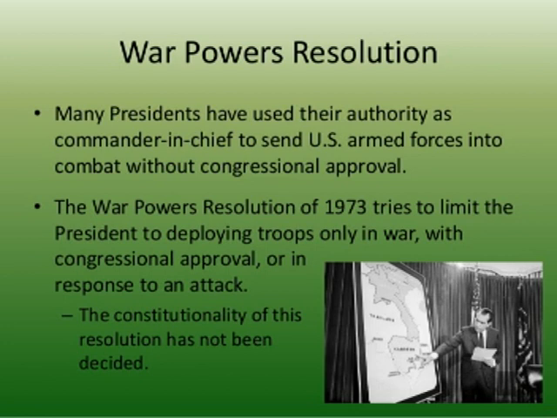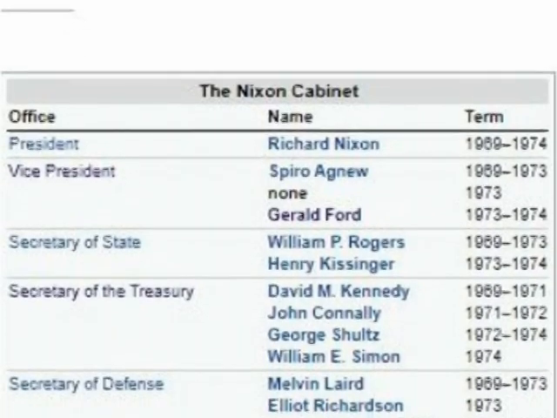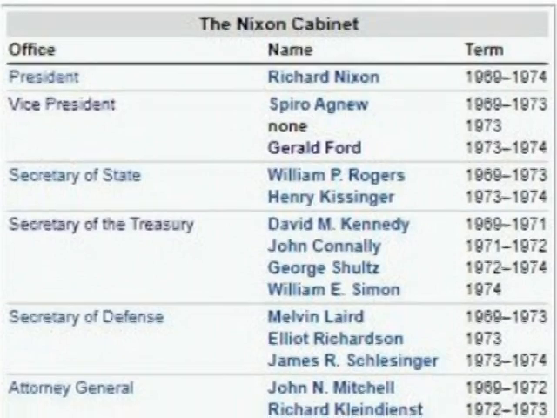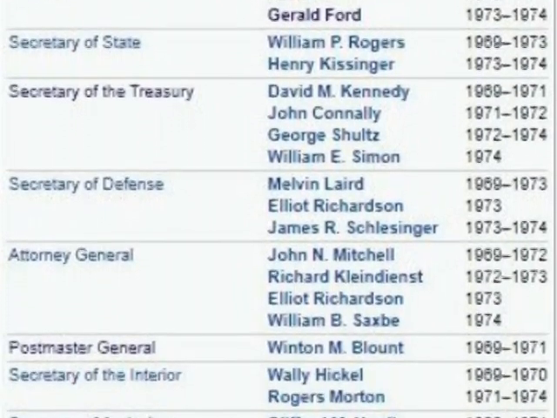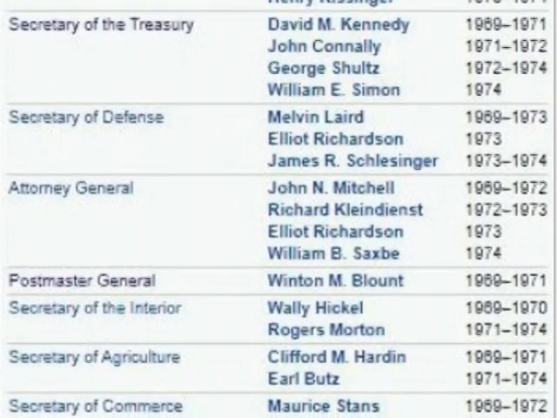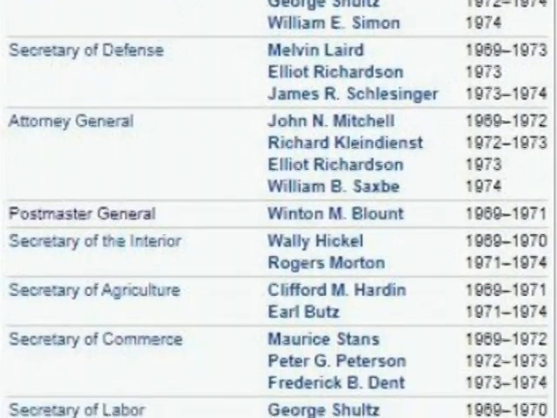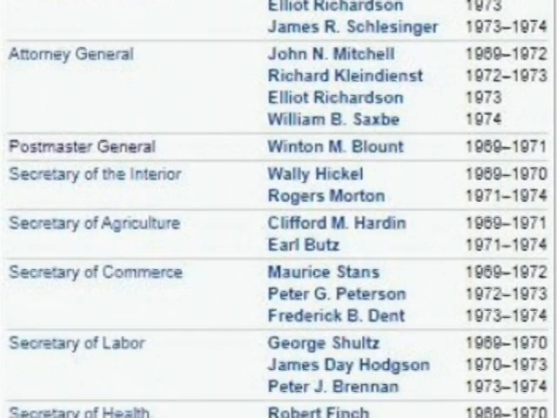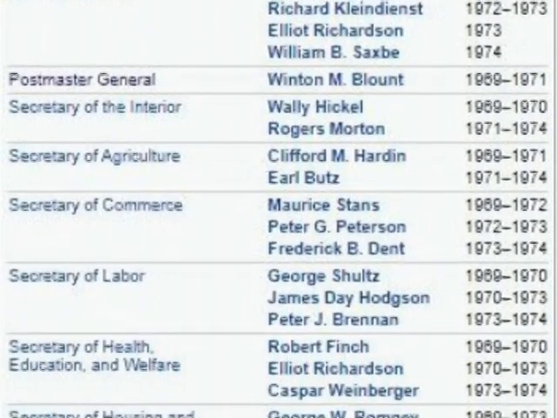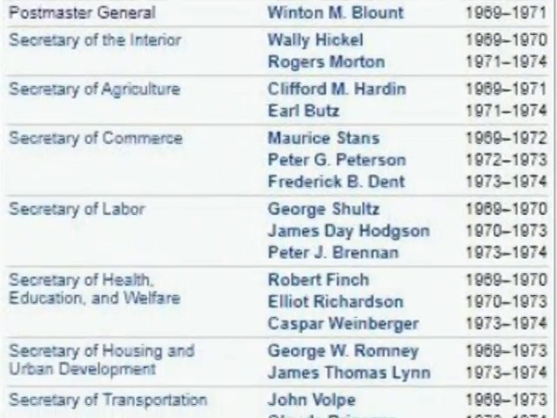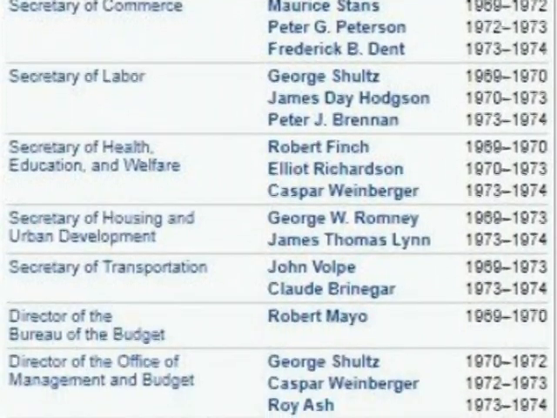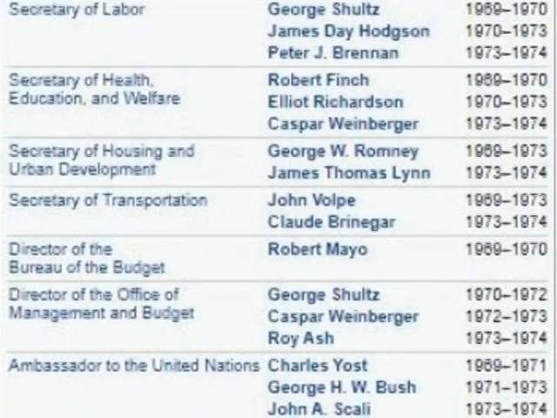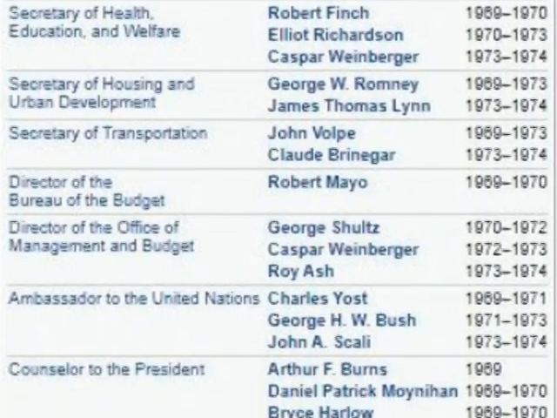To prevent the possibility of further U.S. intervention in Vietnam, Congress passed the War Powers Resolution over Nixon's veto. In domestic affairs, Nixon advocated a policy of new federalism, in which federal powers and responsibilities would be shifted to the states. However, he faced a Democratic Congress that did not share his goals and, in some cases, enacted legislation over his veto.